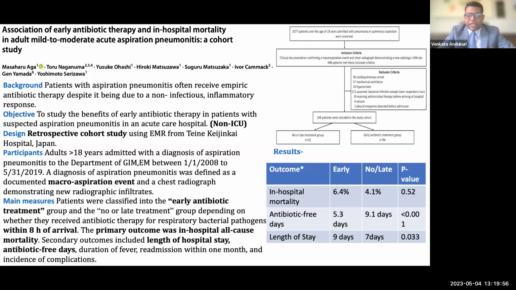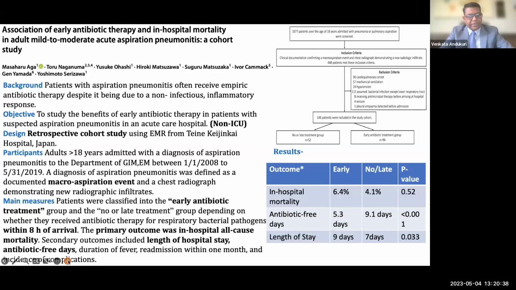The outcomes, in-hospital mortality, if you look at it, early was 6.4, no or late antibiotic was 4.1, which was not significant. And antibiotic-free days, however, was significant. So if you started late or no antibiotics, the antibiotic-free days were about 9.1 days. So it was significant compared to the 5.3 days with early antibiotics. These antibiotic-free days I'm talking about. And then length of stay, again, in early was actually 9 days, and no or late antibiotics was 7 days. So that was less than 0.05 as well. So it's a good study. And I think you all answered it right anyway.